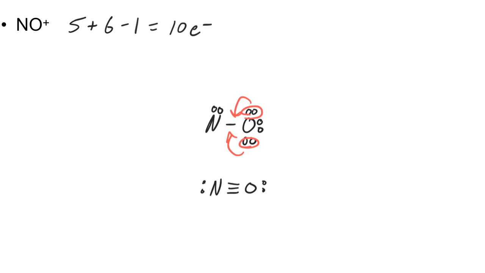And then the last step is every time you have a polyatomic ion, you put the whole thing in big square brackets, and you put the charge of the ion outside on the upper right.